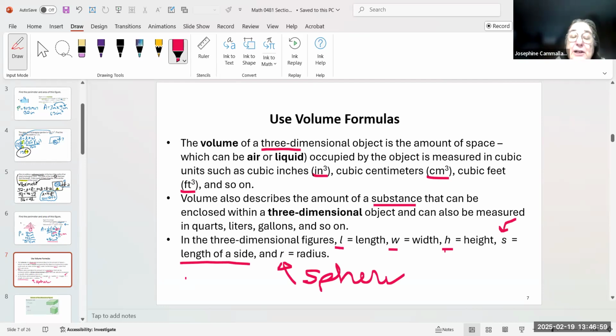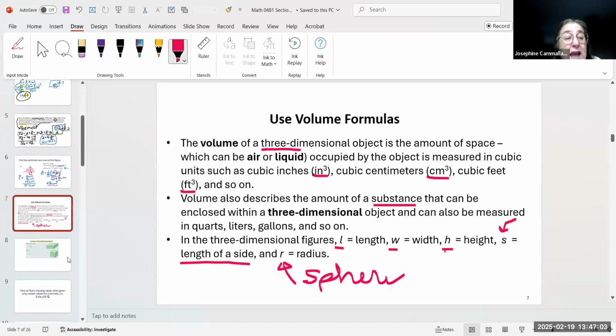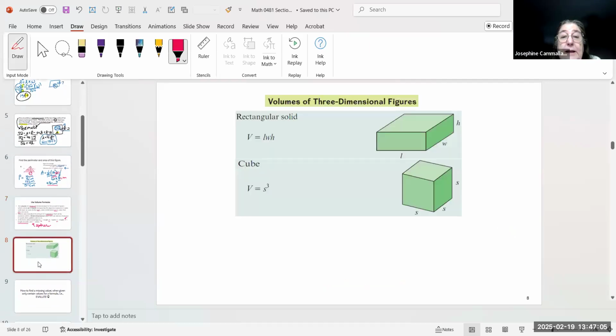Now, here's some pictures with formulas, but these formulas you won't have to know. Okay. When you talk volume, look at this figure right here. It's length times width times height. This is called a rectangular solid.